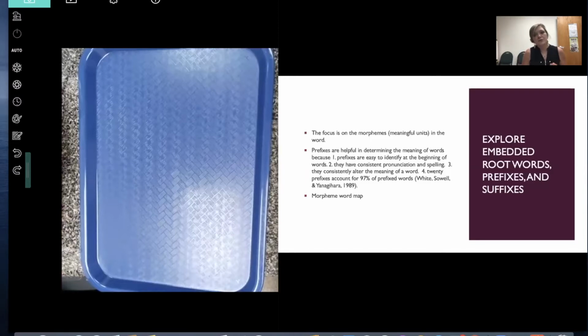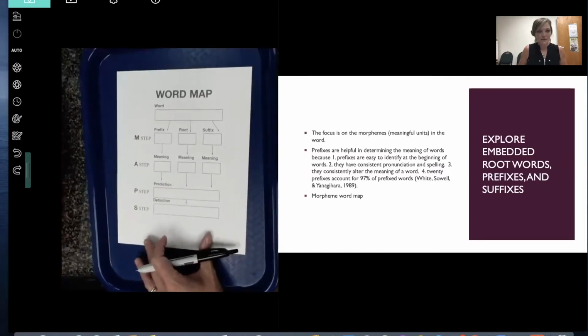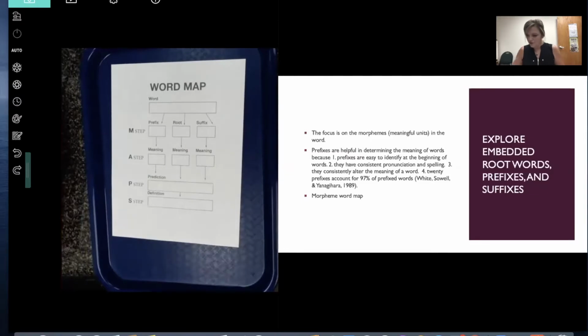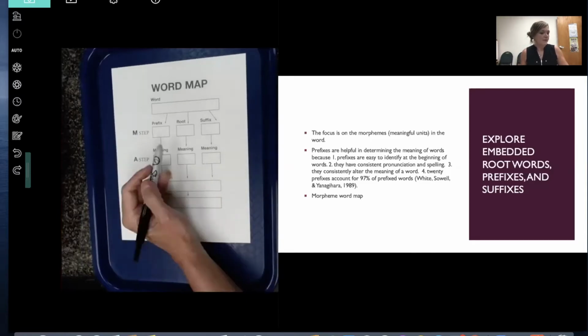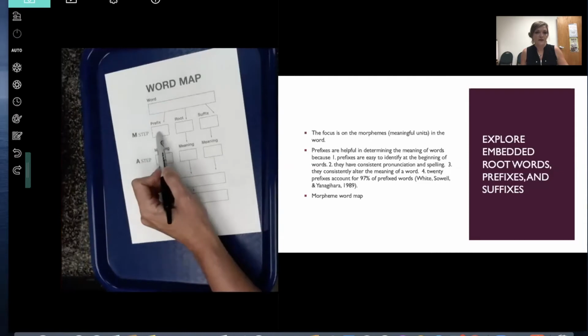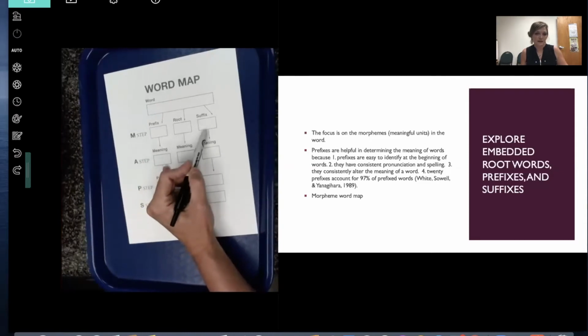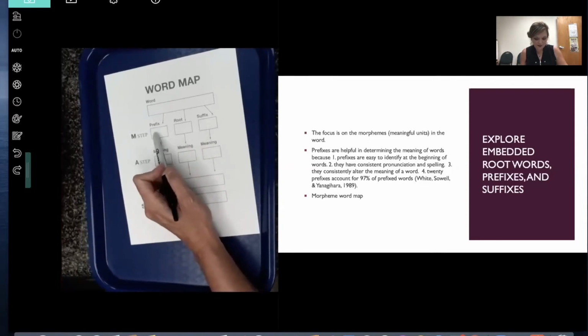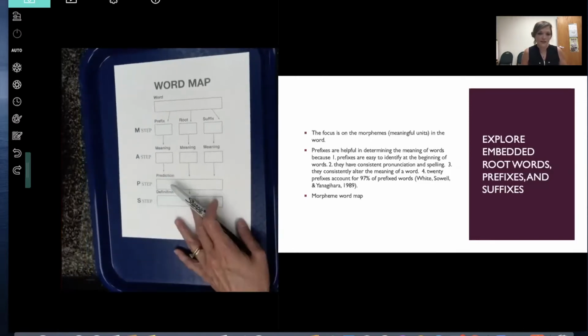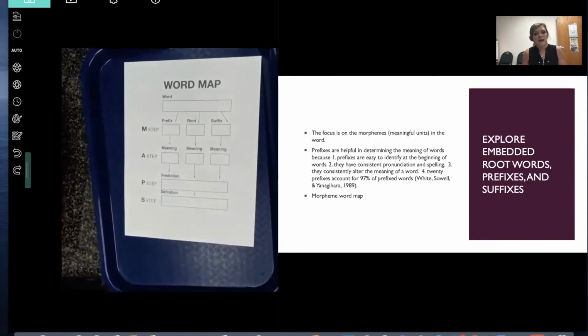And I thought this was really interesting. 20 prefixes account for 97% of the prefix words. This one is really cool. But again, a lot of pre-teaching needs to go along with this. They need to be able to identify what prefixes are, what roots are, and the suffix, and how to break those apart. That's a lot of pre-teaching there as well. And obviously another one would be knowing the meaning of those words.